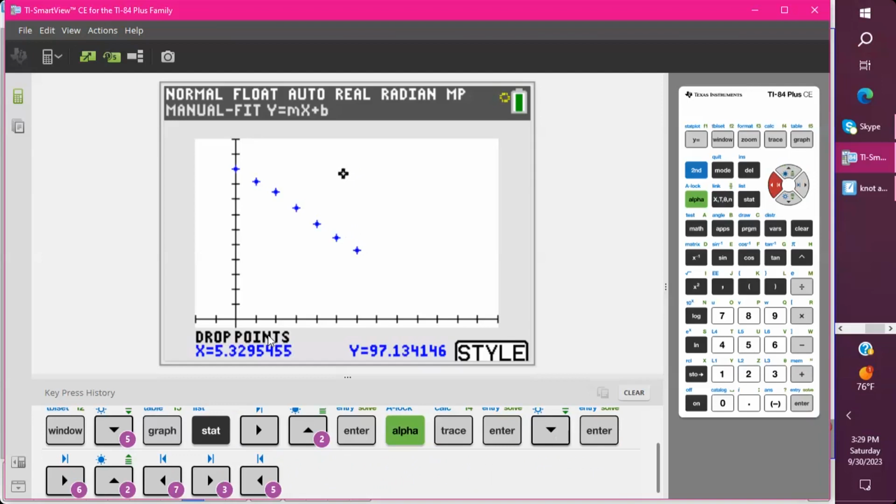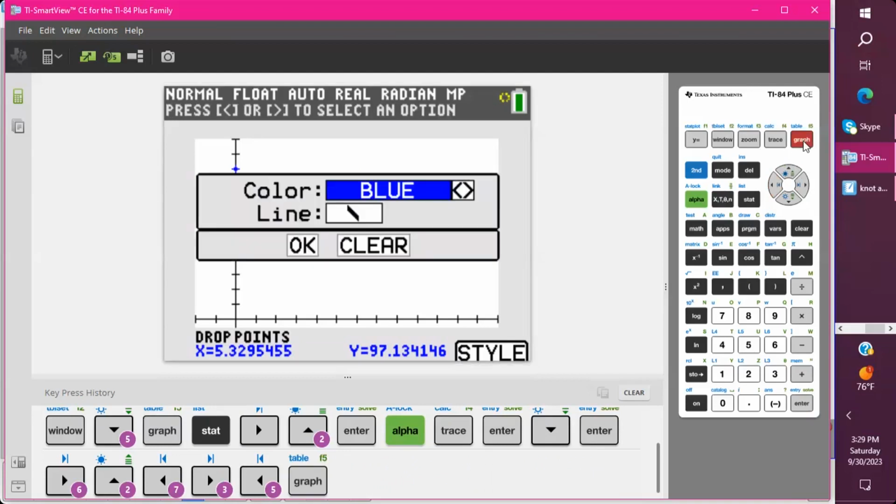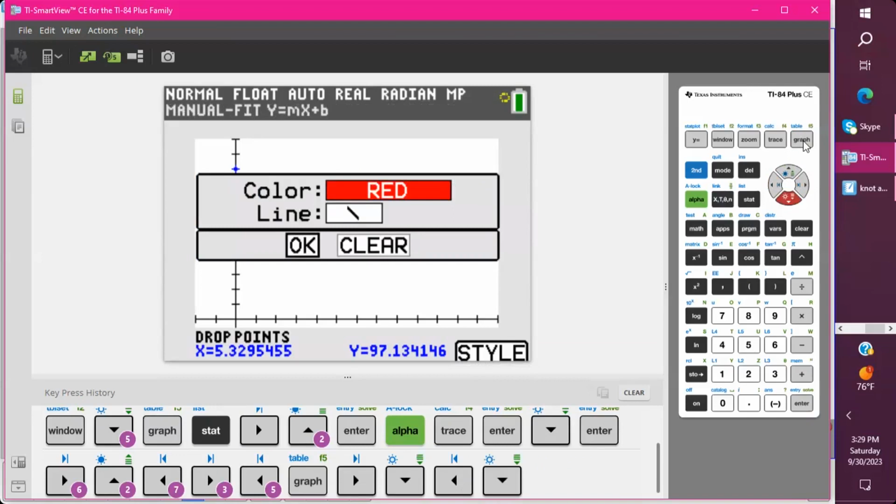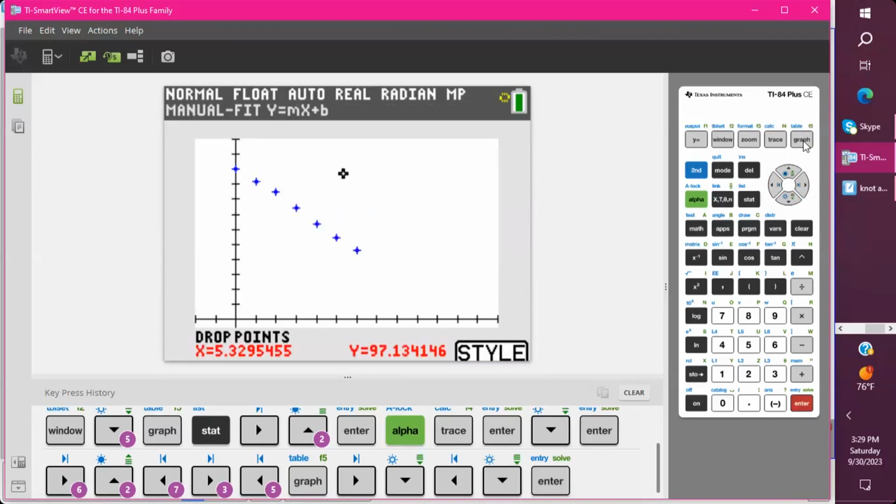But I also notice that it's in blue. And since my points are in blue, I want to try and change that. Okay. So since the style is written right above the graph key, I'm going to hit graph, and I'm going to change the color of my line. You can pick any color that you would want. I'm just going to make it something other than blue. I'm also going to make it a little smaller so that it doesn't cover up the points as much.